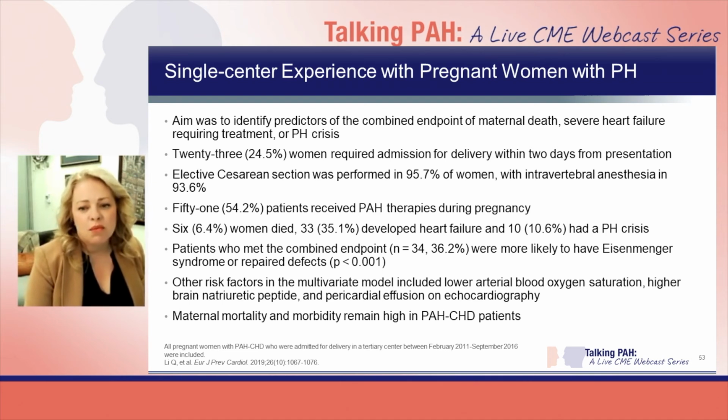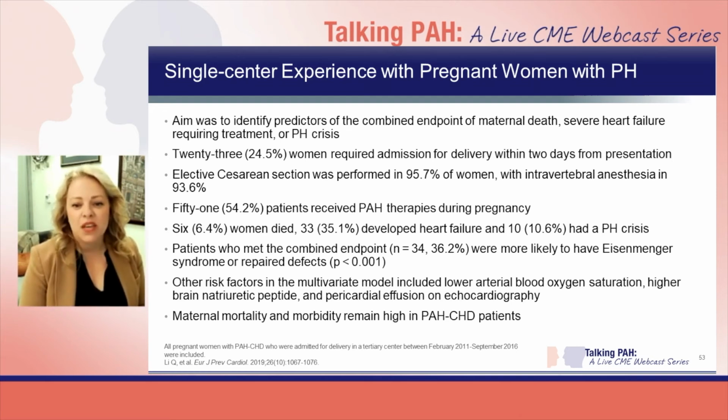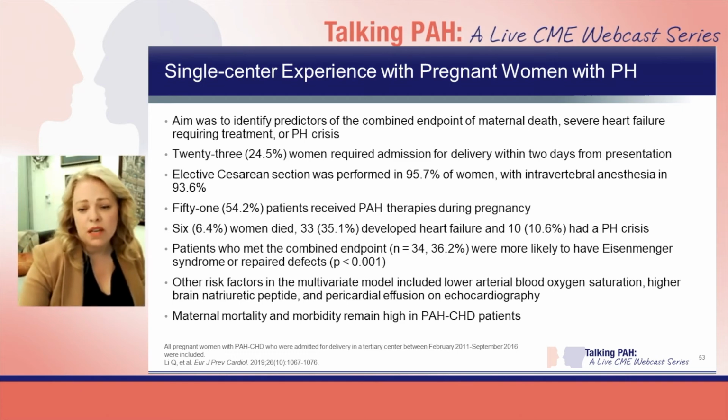Patients who met the combined endpoint were more likely to have Eisenmengers, as we already mentioned, or repaired defects, even if they didn't have Eisenmengers anymore. Other things were low oxygen saturation, like my patient, and pericardial effusion on echocardiography, which again is just a signal of bad right heart failure. Maternal mortality and morbidity remained high in patients with PH-related congenital heart disease. So when we see those in our center, we are particularly concerned, although concerned for all women who come in pregnant who have pulmonary hypertension.